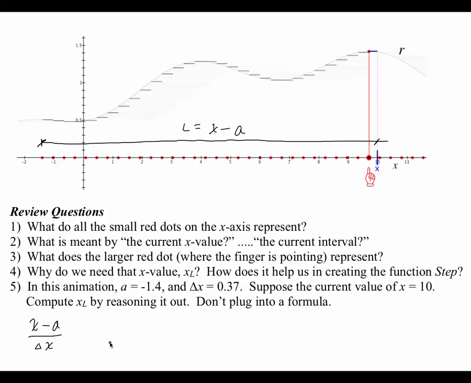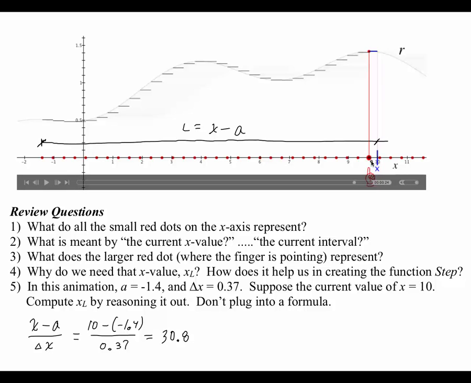So let's do that. What is our X? X is 10, right? A is, and this is, and that will give us the number of intervals, including a partial interval at the end. Does that make sense? Does anyone calculate that? 30.8. Yeah.